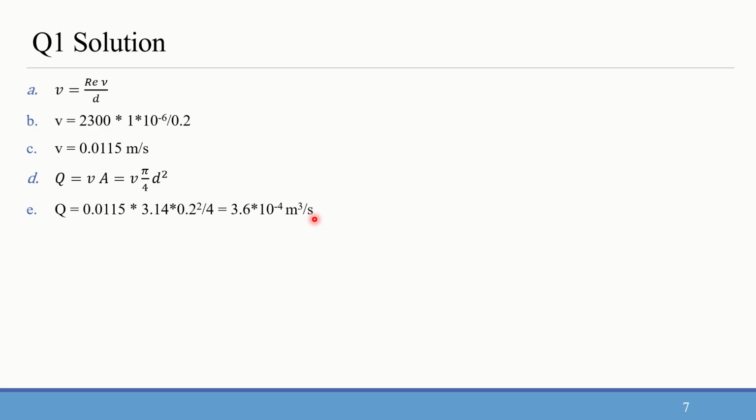1 meter cube is approximately 1000 liters. So if we calculate in liters, it is 0.36 liters. So it is around 360 ml.